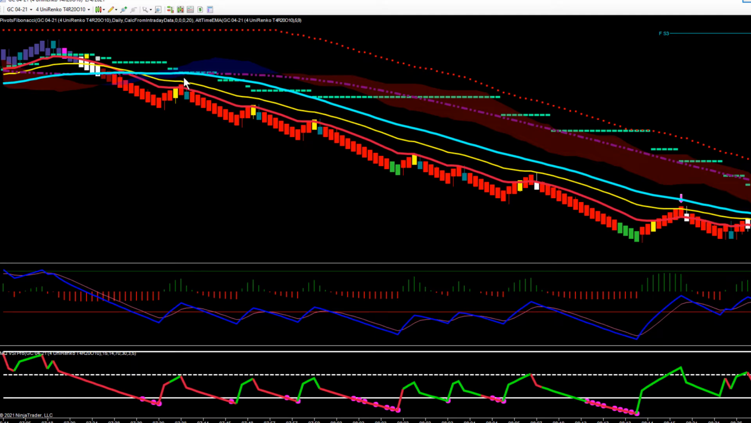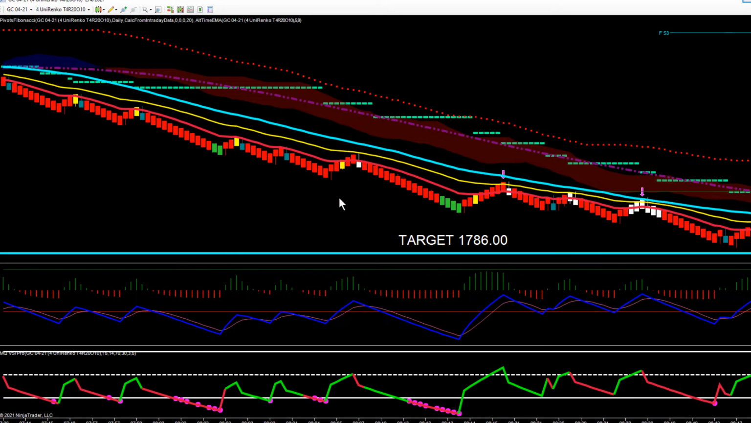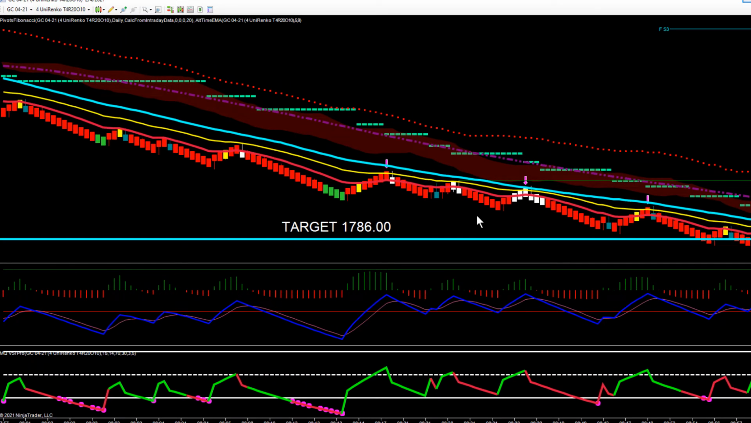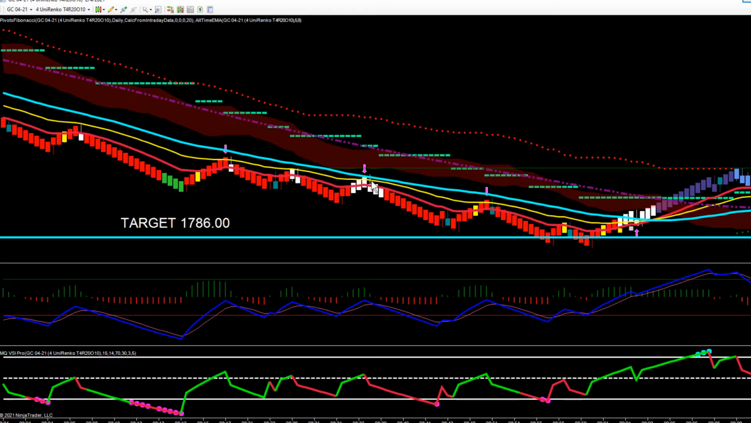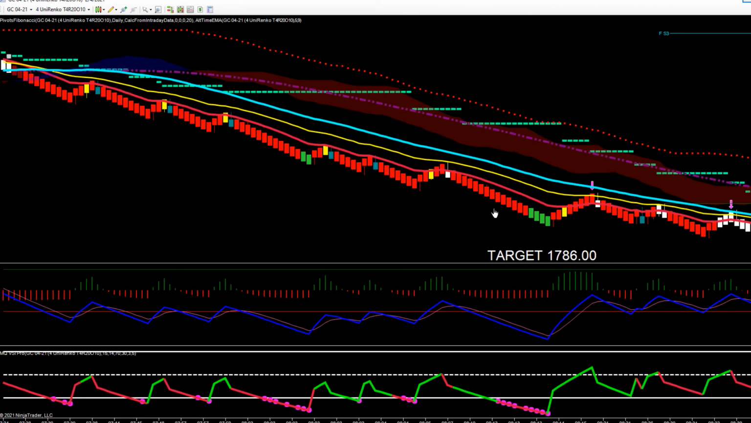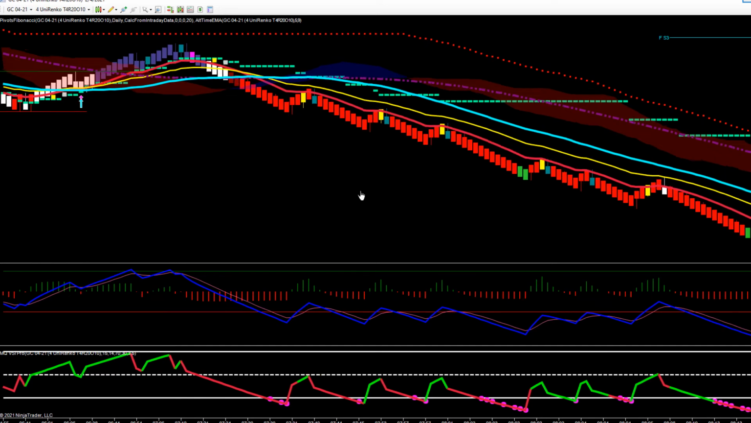And again, if you're trailing pivots, you just would have ran this all the way down, literally all the way down into target. We had our target down here at 1786, and if you were trailing pivots, you literally could have stayed in that trade all the way down into target. If you weren't quite that brave, you still had multiple opportunities to enter.